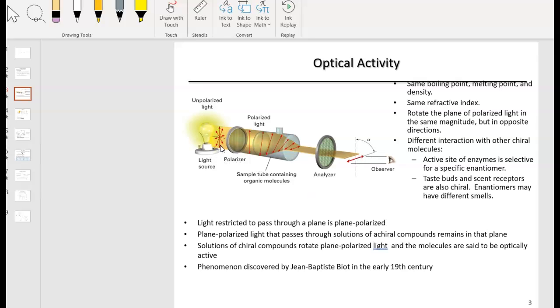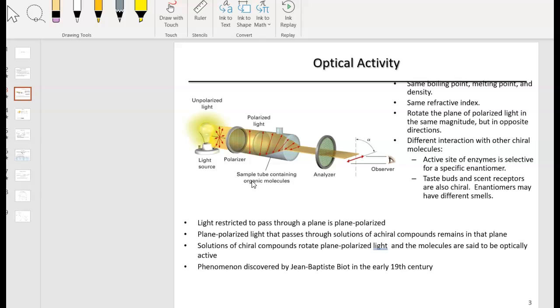Okay, so normal light is what is shown over here. This is the unpolarized light, and when it passes through a polarizer, what we get is plane polarized light, where you have the light vibrating in one direction. So when that light is passed through a sample tube which contains a compound which is chiral, then it is seen that they are able to rotate this plane polarized light either to the left or to the right.